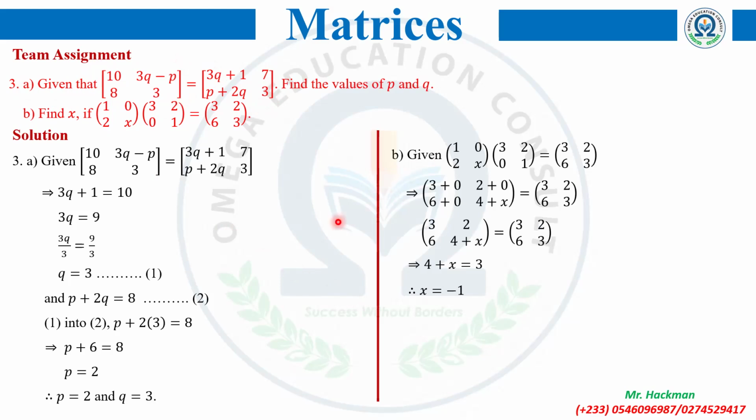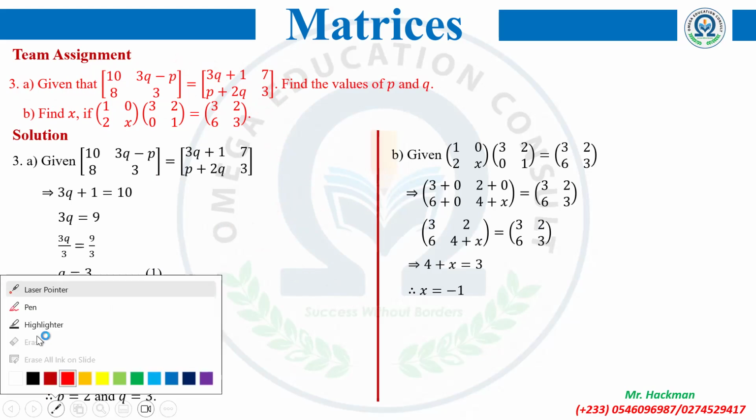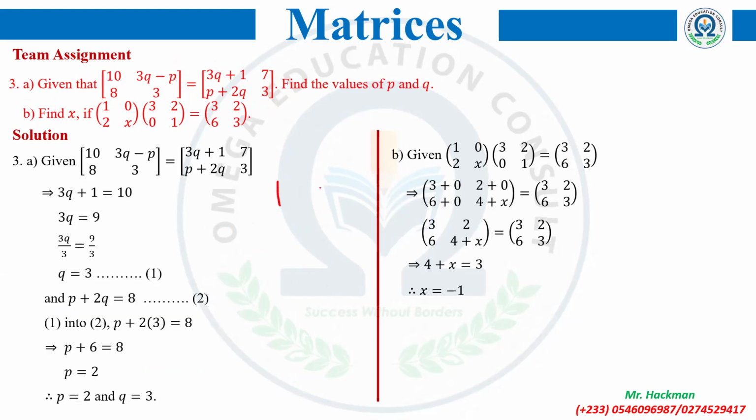The determinant sign will just be lines this way, with no brackets. Immediately you do this, it becomes a square bracket, which makes it a matrix, not the determinant of the matrix. So please take note. You are told that this matrix here is equal to this matrix, and you are asked to find the values of P and Q.